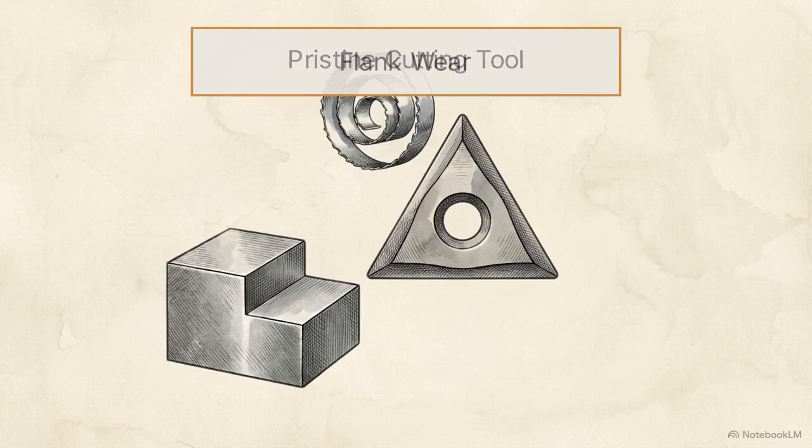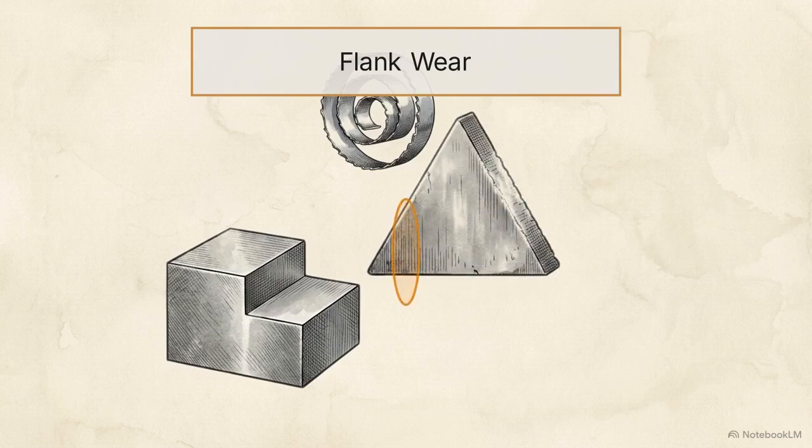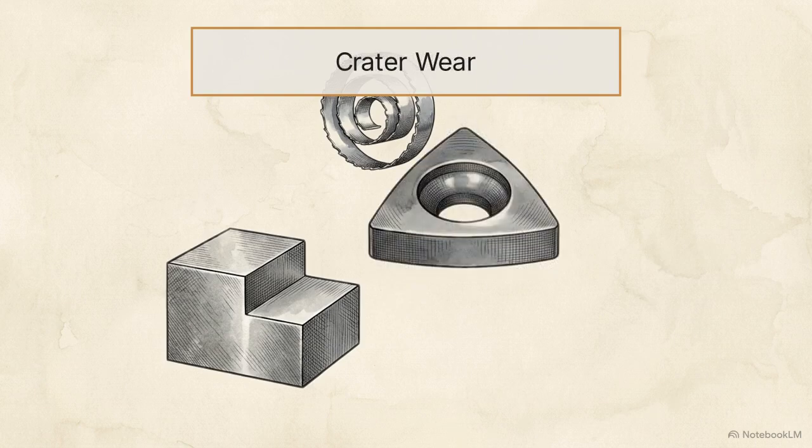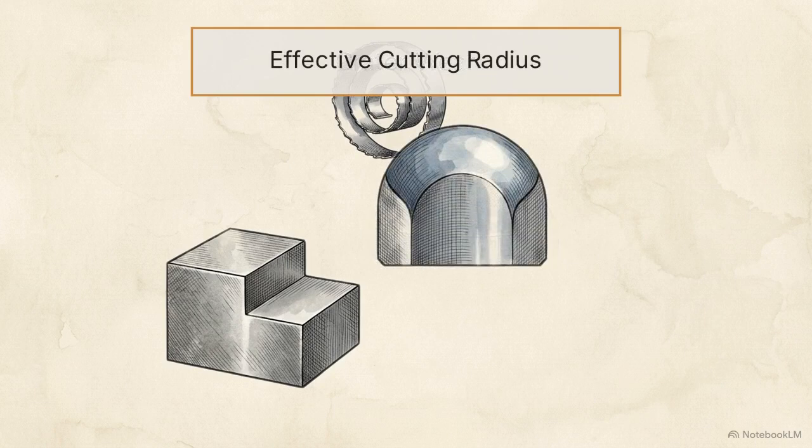Two primary morphological modes tear this geometry apart. The first is flank wear. As the tool drags against the freshly cut surface, progressive abrasion degrades the clearance face. The second is crater wear. High-pressure sliding of the metal chip literally carves a concave depression into the top rake face.